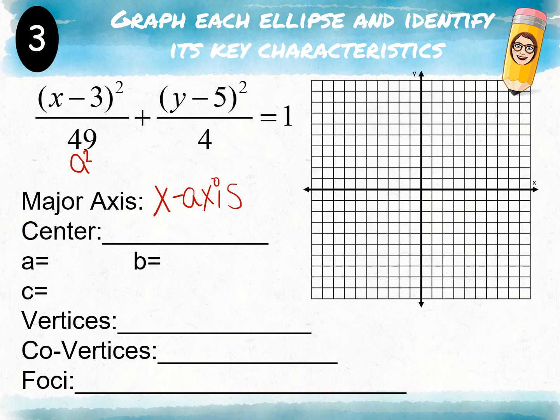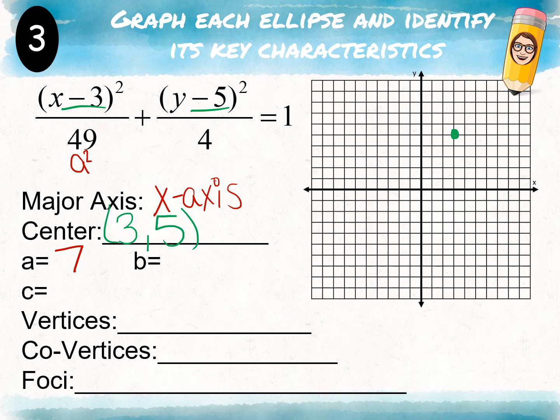My center, if it says x minus 3, I write positive 3. If it says minus 5, my value's at positive 5. So let's graph as we do each piece. So my center is at 3, 5. Let's talk about our a value. If a squared is 49, my a value is 7. Now let's graph. A is the distance from the center to the vertex.